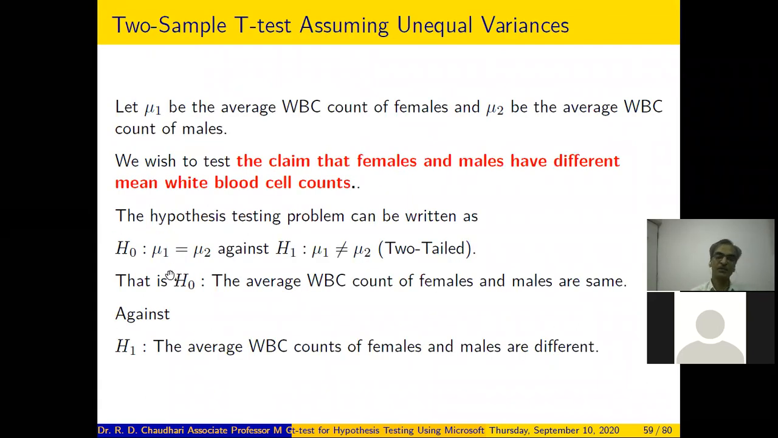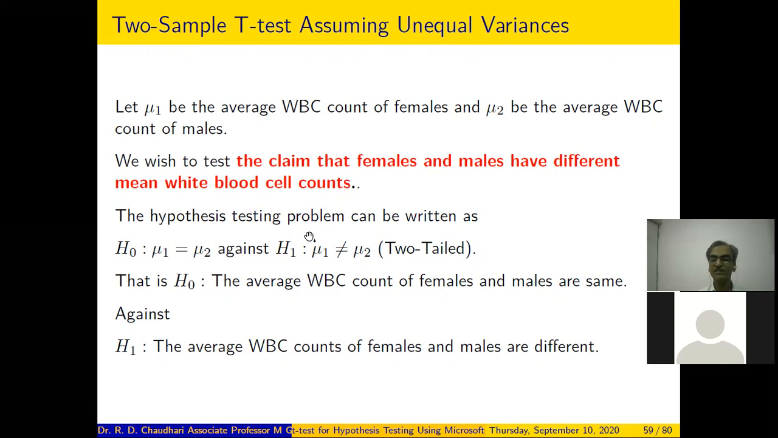Okay, so again for the same data, let mu1 be the average WBC count of females for the population, and mu2 be the average WBC count for the males for the entire population. So we wish to test the claim. What is the claim? If you see the problem, the claim is that females and males have different mean WBC counts. Their WBC counts are different for male and female.